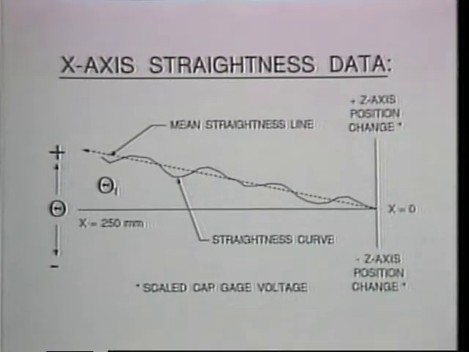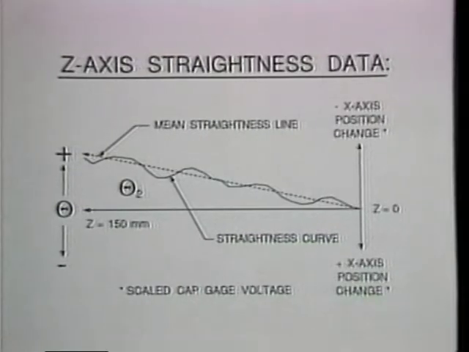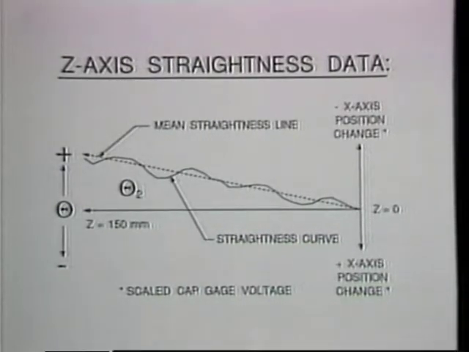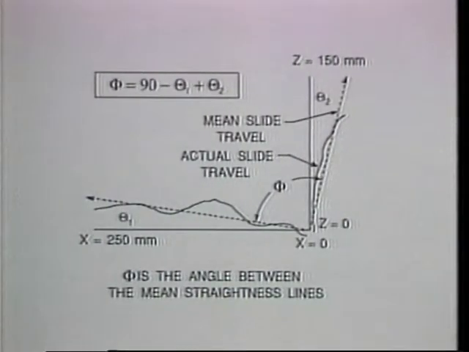Using a least squares method, the mean straightness line is found for the x-axis of motion. Next, theta 1, the angle of the mean straightness line, is calculated. The mean straightness line for the z-axis of motion is determined. Then theta 2, the angle of the mean straightness line for the z-axis trace, is calculated. The two angles theta 1 and theta 2 are inserted into the equation shown to determine phi, the angle between the two mean axes of motion.